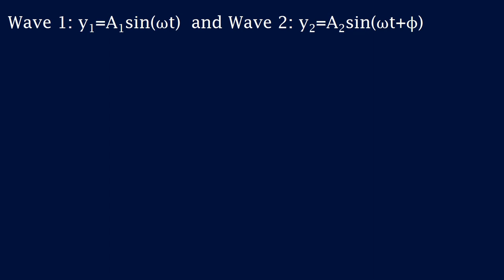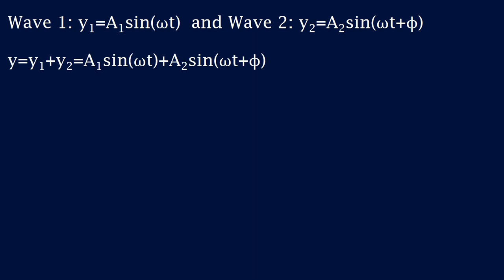If we call the size of the waves A1 and A2, and their starting points are a bit different, represented by the symbol phi, then their position at any moment can be expressed as: for wave 1, y1 = a1 sin omega t, and for wave 2, y2 = a2 sin(omega t + phi). According to the principle that we can add the waves together, that is superposition, the total displacement is the sum of the displacements of the two waves.